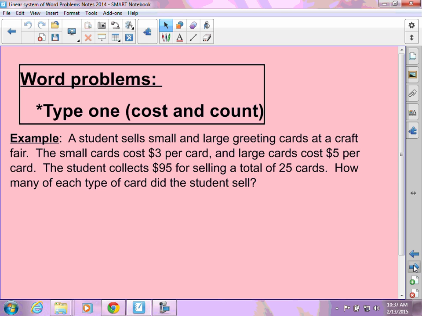A student sells small and large greeting cards at a craft fair. A small card costs $3 per card and large cards cost $5 per card. The student collects $35 for selling a total of 45 cards. How many of each type of card does the student sell?